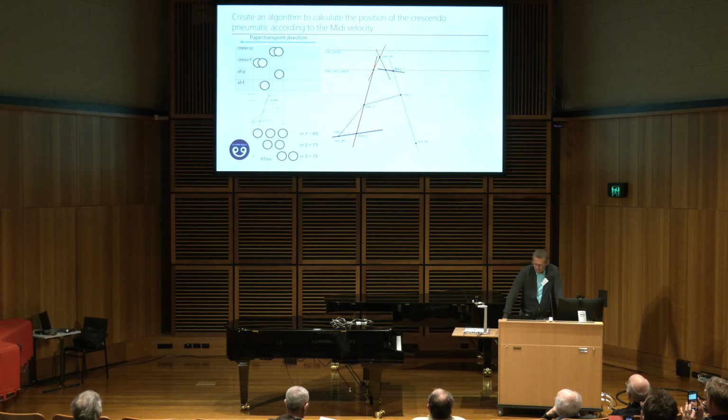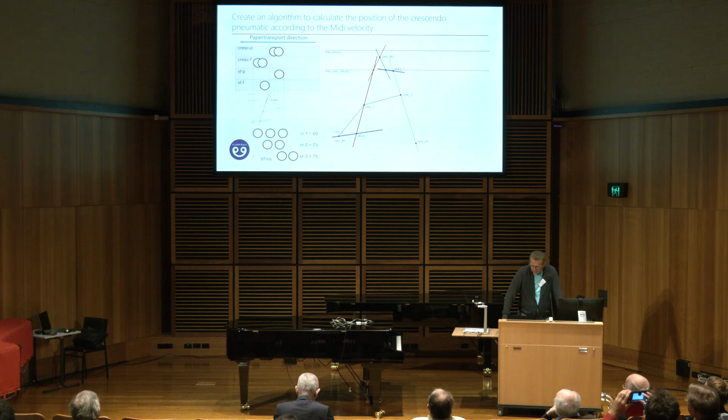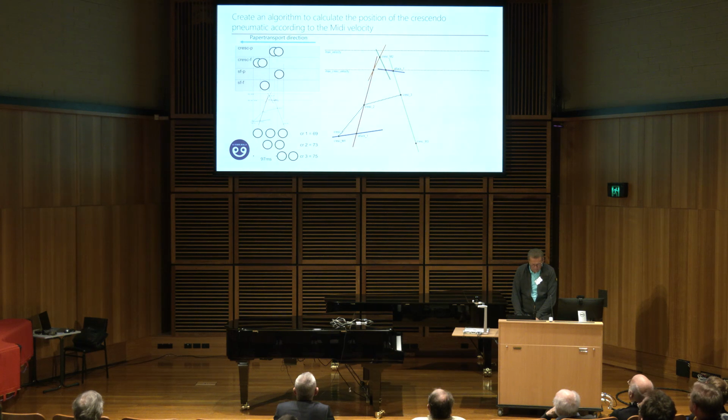Let's take a look at the operation of the pneumatics and the notes in a Welte. In the picture on the left is a piece of a roll, this part. On this piece, we see three notes, CR1, CR2, and CR3.